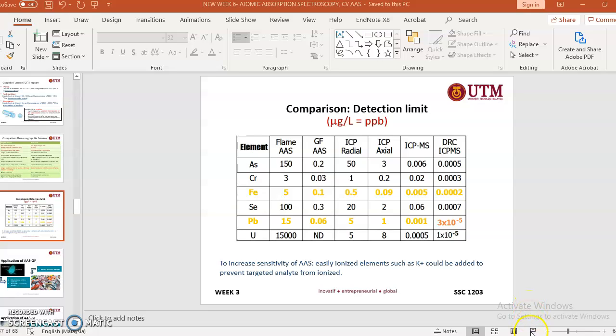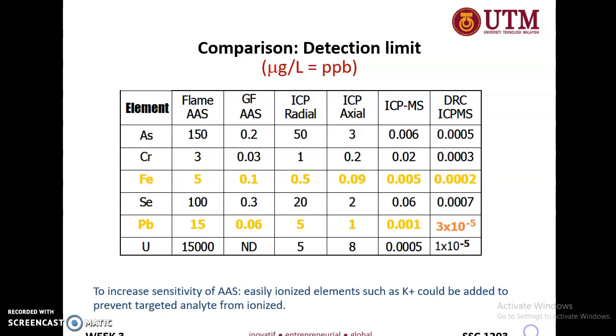Okay, this slide will compare the detection limit for several elements depending on whether you use flame atomization AAS or graphite furnace AAS. Let us see the first two columns. This is flame AAS. This is graphite furnace AAS. You see that the units used are ppb.